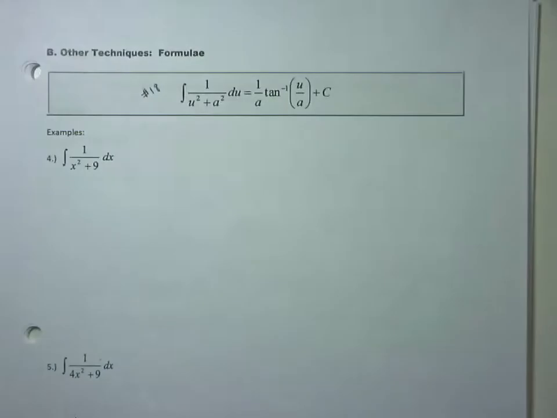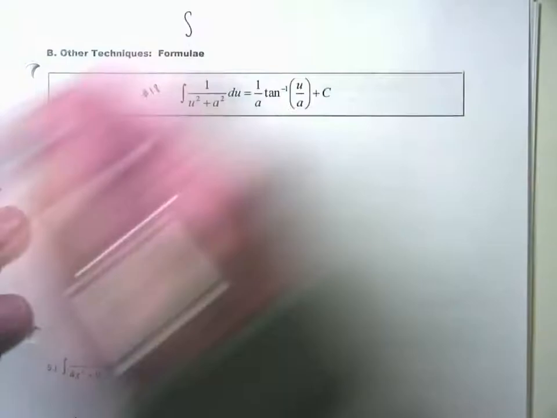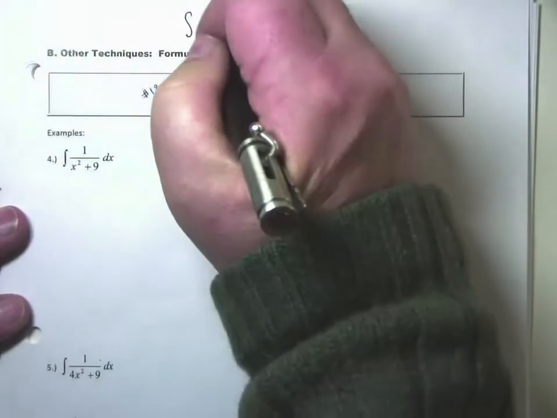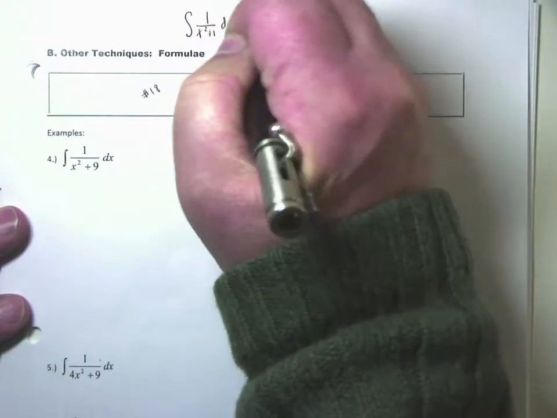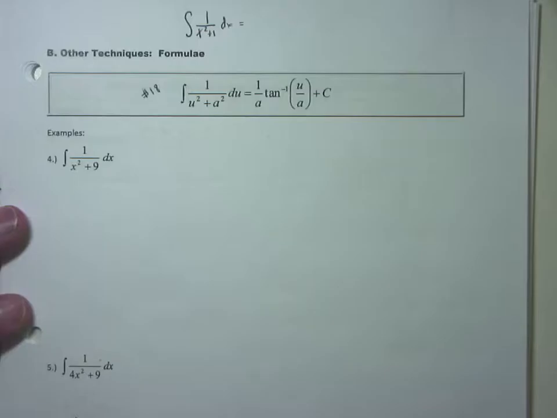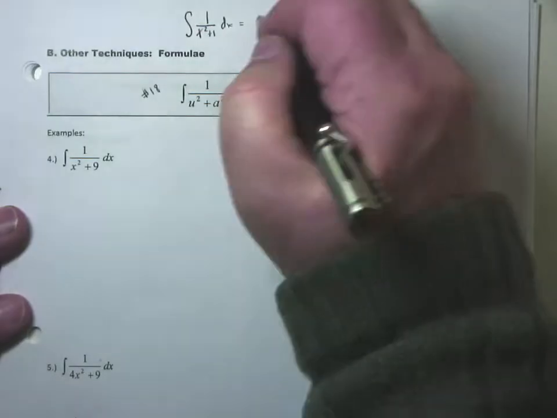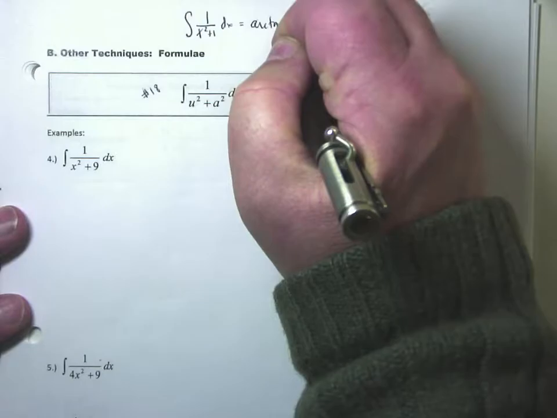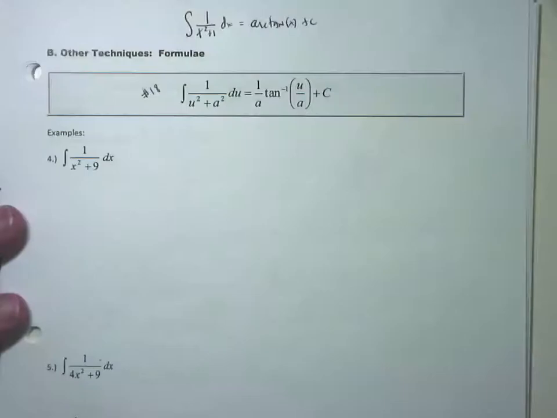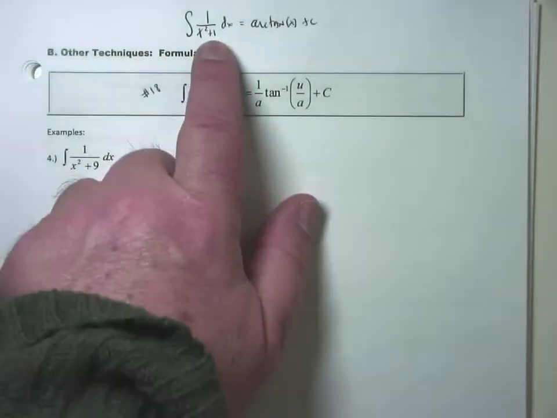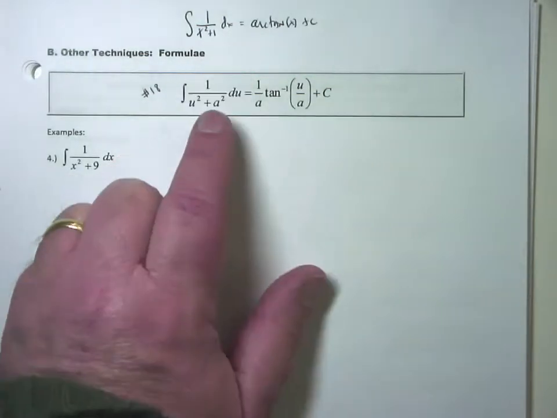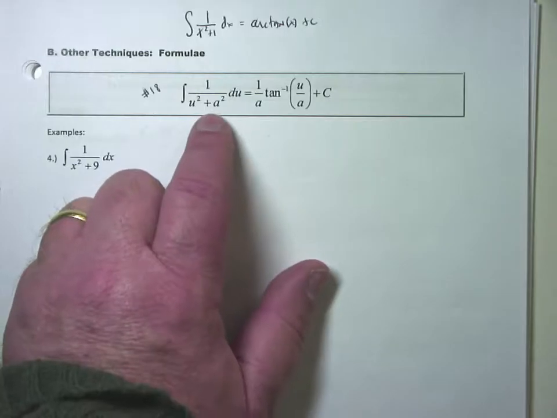Rule number 18. Now, this is a deviated version of what you had memorized from basically Calculus 1, and that was the integral of 1 over x squared plus 1 dx. What was the integral of 1 over x squared plus 1 dx equal to? What was the formula? Arctangent of x plus c. But what if, instead of a plus 1, you had a different constant? Well, we're going to call that, instead of plus 1, we're going to call it a squared.